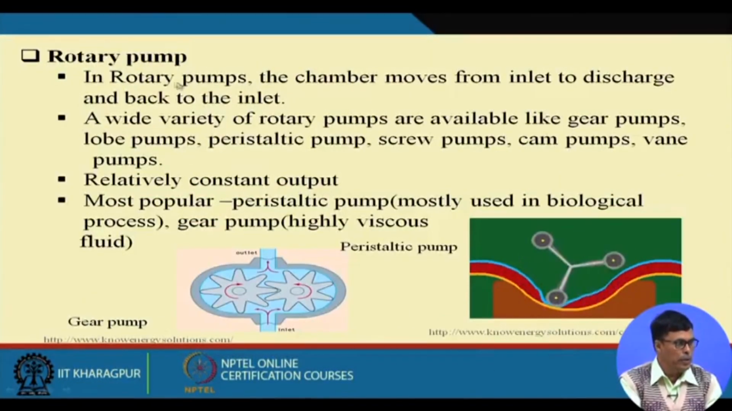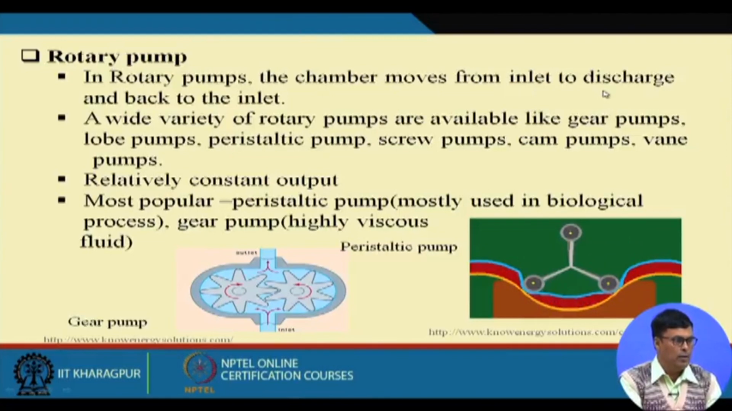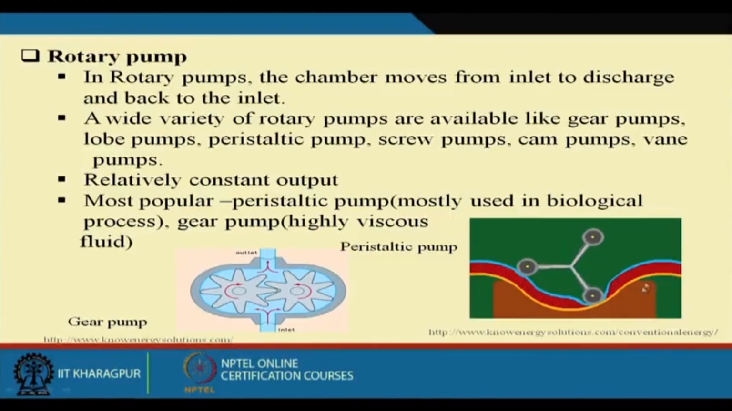Now, this rotary pump is largely used in the biochemical industry. A rotary pump moves a chamber from inlet to discharge and back to the inlet. Here I can take the typical example of the peristaltic pump, largely used in the fermentation industry, because this is the silicon tube. Silicon tube is a little bit flexible tube.